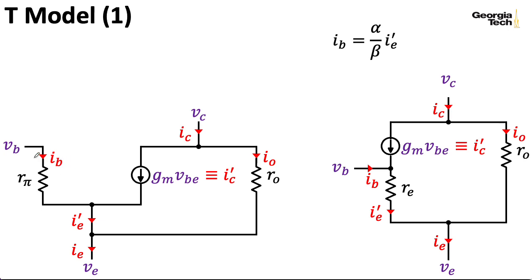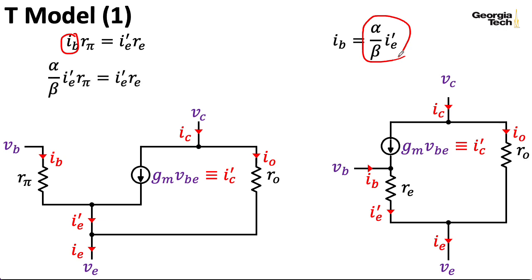So here's the idea. What we would like to do is to match the VBE on the left to the VBE on the right. So VBE on the left, we could write with Ohm's law as IB times R pi. And for VBE on the right, let's write that as IE prime times RE. All right, so let's replace this IB with this expression we computed on the previous slide. Since then we wind up with IE prime on both sides, and we can cancel those out, and then we can write RE is equal to alpha over beta R pi. So now we have a relationship between R pi and RE.